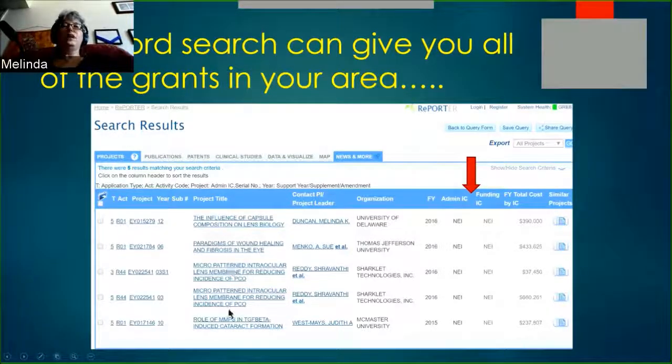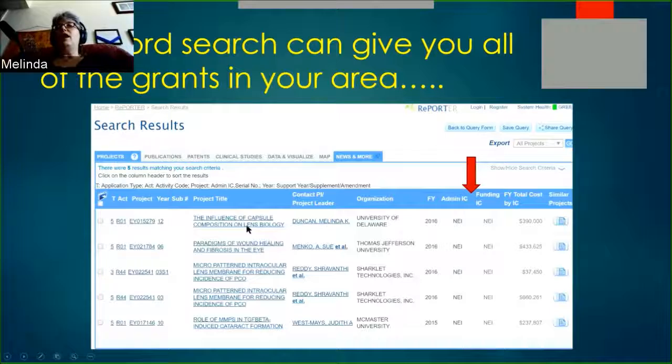And of these 5 projects, they all start with an EY prefix. So that means that they're all funded by the National Eye Institute, because EY is the code for that. And in the funding IC, that's basically the funding institute, NEI is all the way through. And this is talking about the amount of money.